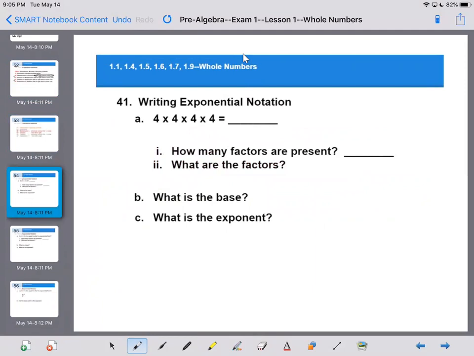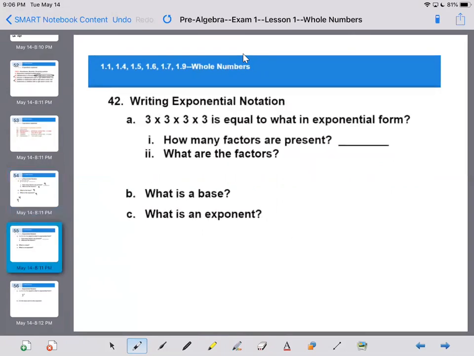When we see numbers that are multiplied out, so 4 times 4 times 4 times 4, that's your expanded notation because it's written out into its factors. Well, how many factors are present? Well, we see that 4 factors are present. And what are the factors? Well, the factors are 4. And then what we have is 4 multiplied by itself 4 times. That's going to be raised to an exponent. So the base is 4, the exponent is 4 in this particular problem.